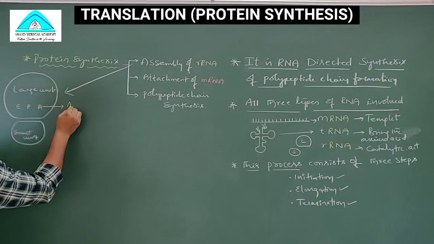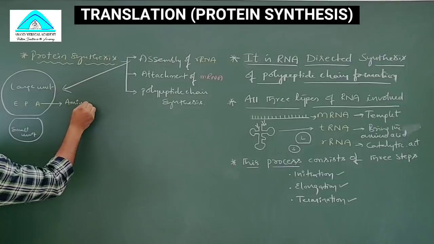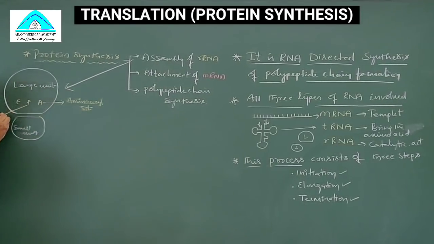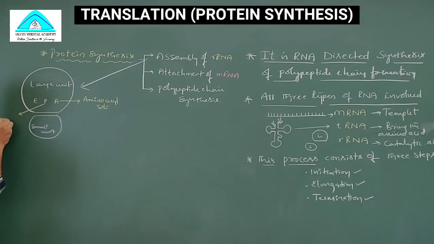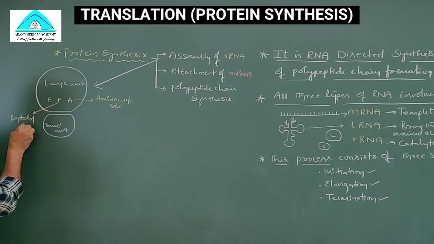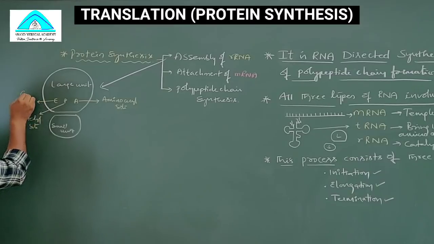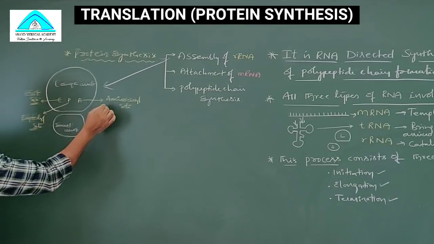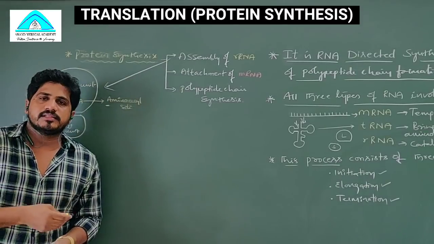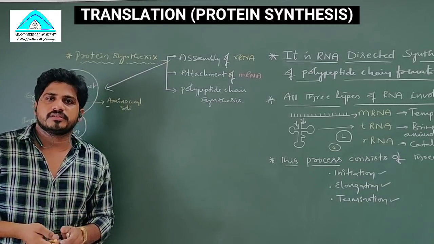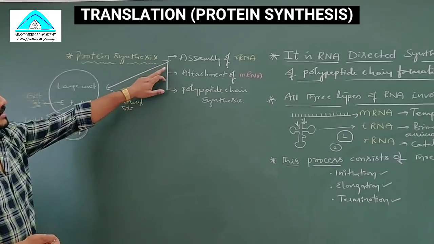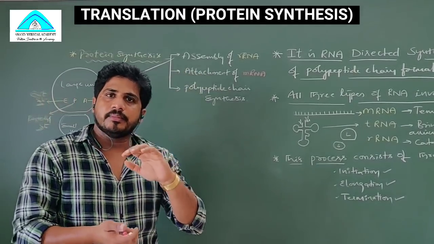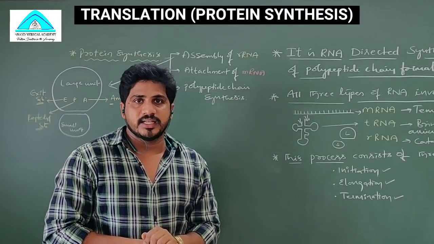A means aminoacyl site. P means peptide site. E means exit site. Very important. If you do not understand all the 3, in the final step of protein synthesis, you will be confused. Repeat again. The first one is assembly of the ribosome. Protein synthesis needs assembly of the ribosome. The ribosome is not a single unit.